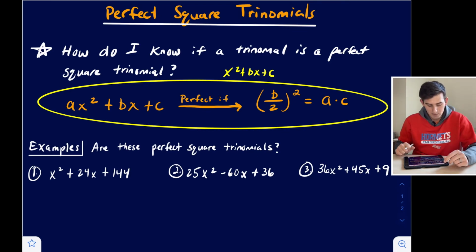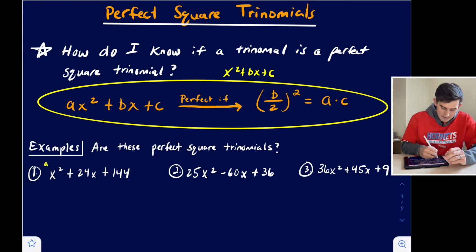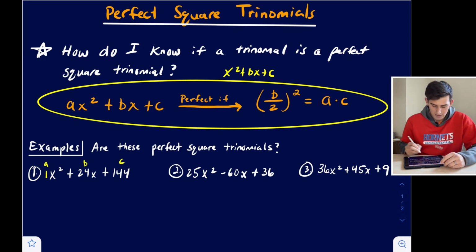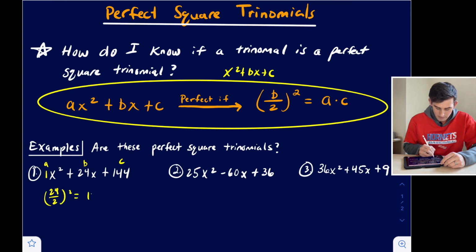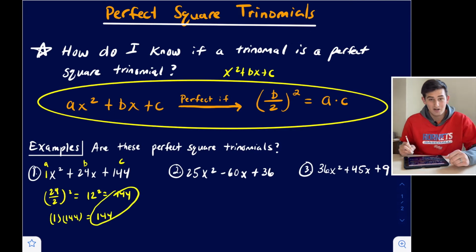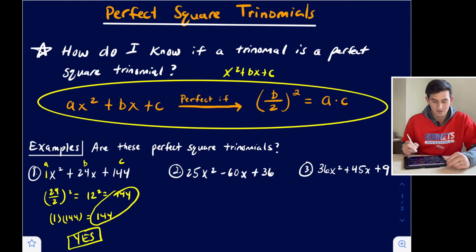So the first one is x squared plus 24x plus 144. So notice that a is 1, b is 24, and c is 144. So we're going to take b and divide it by 2, and then we're going to square it. So this would give us 12 squared, which is 144. And a is 1, and c is 144. So we get 144. And since those two terms right there are equivalent, then we know that yes, this is a perfect square trinomial.